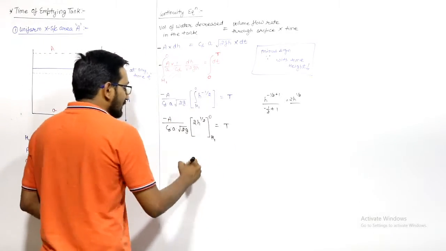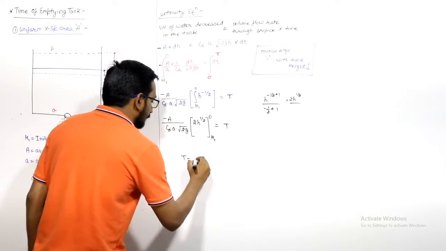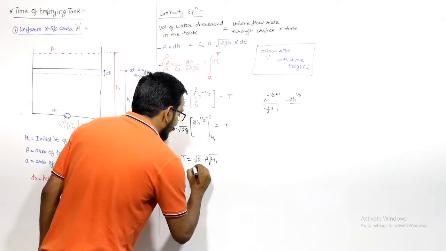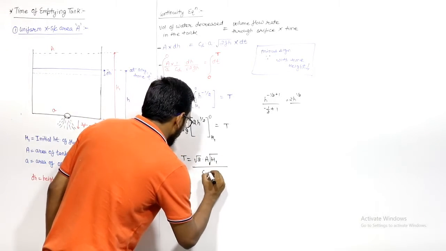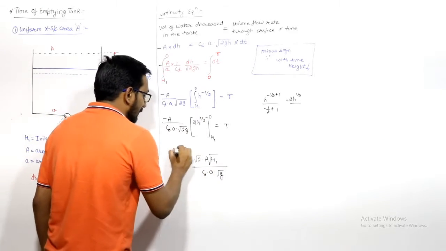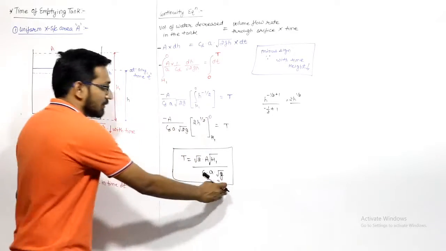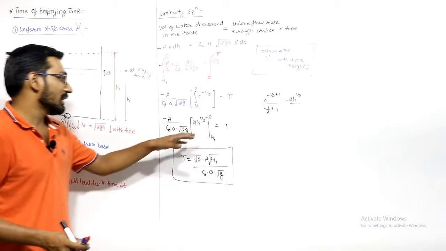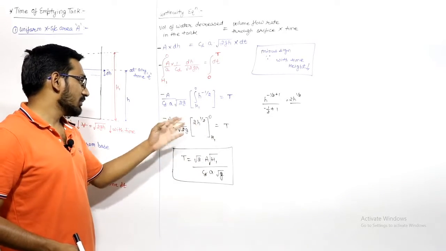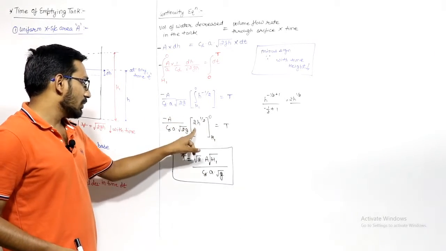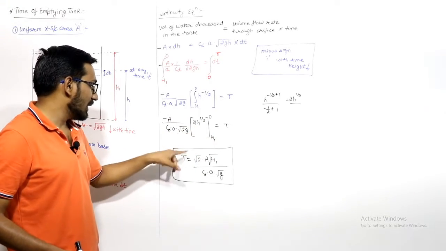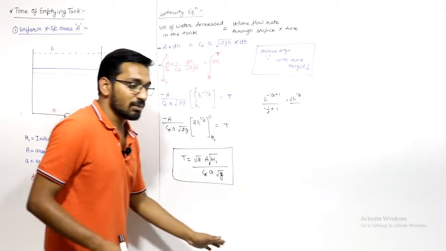So if I put the limits, then time t will be equal to under root 2 into capital A into under root H1 divided by CD into small a into under root 2g. Right, this will be the time required to empty this tank. I put the limit 0 first, then minus H1, so minus minus plus, and under root 2 will cancel. So t equals under root 2 A under root h divided by CD into a into under root g. This will be the time required to empty this tank.